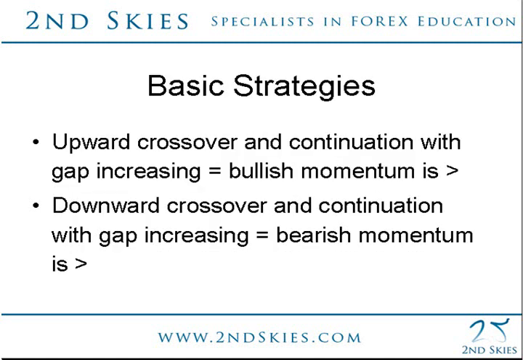We'll show you in just a moment, but some of the basic strategies are, we're looking for an upward crossover of the two lines. We're looking for the shorter moving average to cross from underneath to the upside of the longer moving average, and when that starts to increase the gap between the two, that means bullish momentum is increasing. The inverse is true for the downside. So when we have a crossover to the downside from the shorter moving average to the longer, if it crosses over and the gap is increasing, then that generally means bearish momentum is increasing as well.